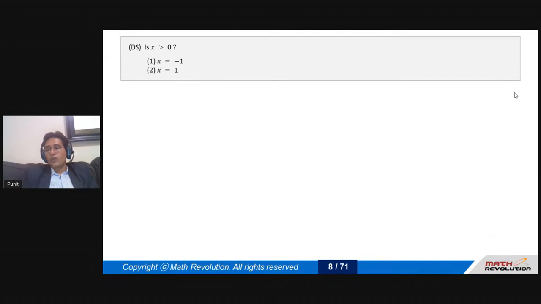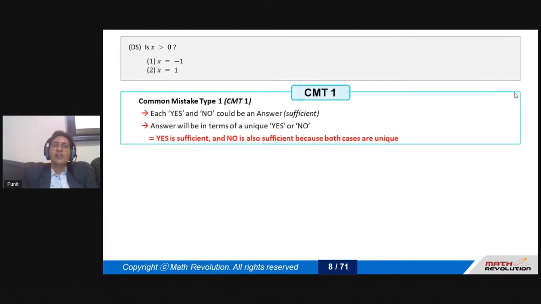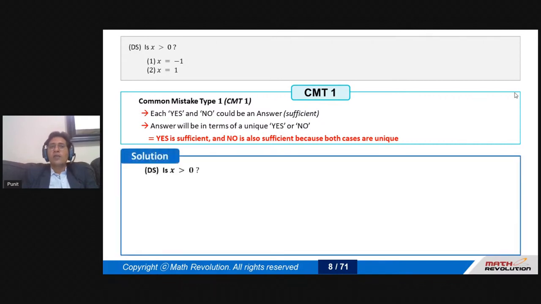So in this particular question, which is about to come on the screen, it says, is x greater than 0? When I say is x greater than 0, that means my answer should be in terms of either a yes or a no. It cannot be maybe. I have been given two statements, x equals minus 1 and x equals 1. Common mistake type 1 says that there has to be a yes or a no uniquely. So if there happens to be a yes and a no at the same moment, it cannot be the answer. So x equals minus 1, is that greater than 0?